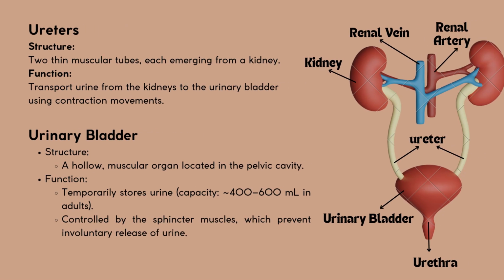Ureters. Structure: two thin muscular tubes, each emerging from a kidney. Function: transport urine from the kidneys to the urinary bladder using contraction movements. Urinary bladder. Structure: a hollow, muscular organ located in the pelvic cavity. Function: temporarily stores urine. Capacity: 400–600 ml in adults.